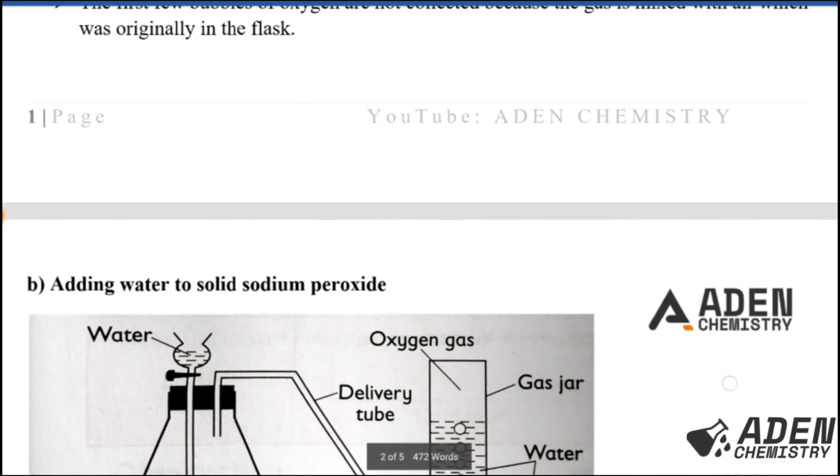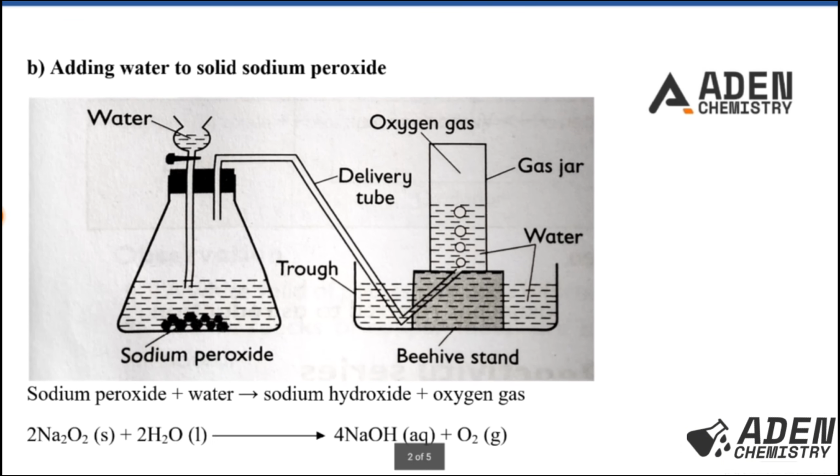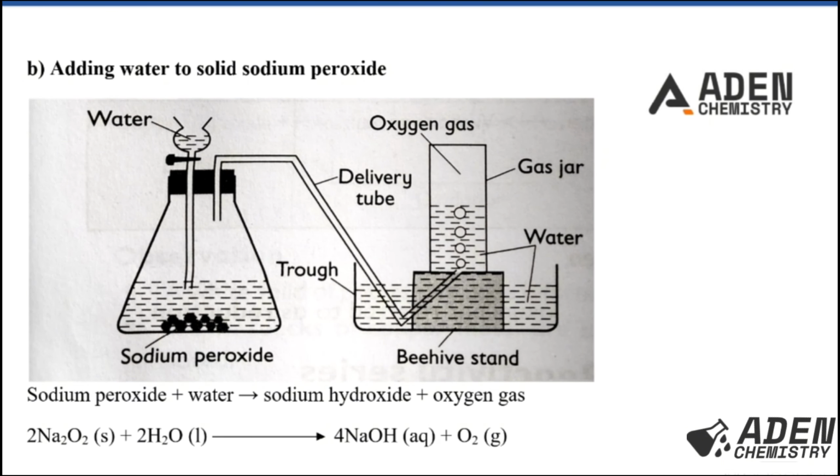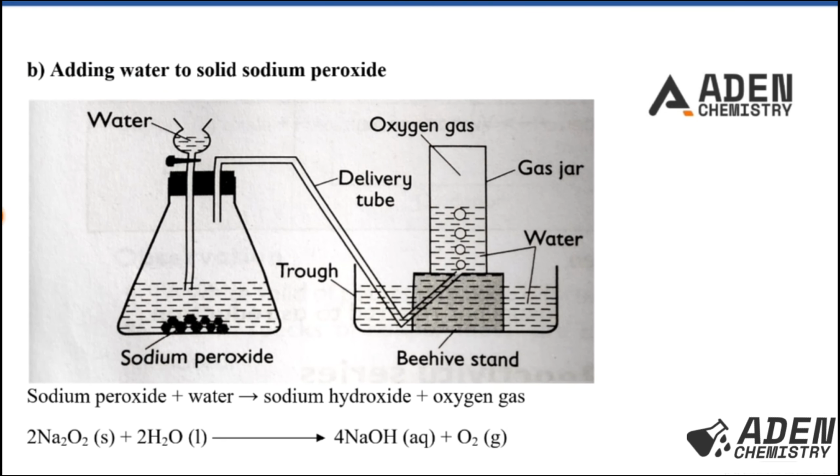Next, we proceed to the second method of preparing oxygen gas, which is adding water to solid sodium peroxide. The setup is just the same as that of the catalytic decomposition of hydrogen peroxide. The change is only that where we put hydrogen peroxide initially in the dropping funnel, here we put water. Remember, hydrogen peroxide is liquid, and water is also liquid.